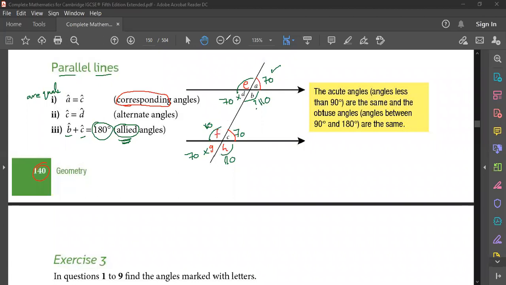If you notice, everyone, this is a 70 and that's a 70. Those two angles, D and C, they are called alternate angles. Look at F and B. They are alternate angles. B and F, alternate angles. D and C, alternate angles.